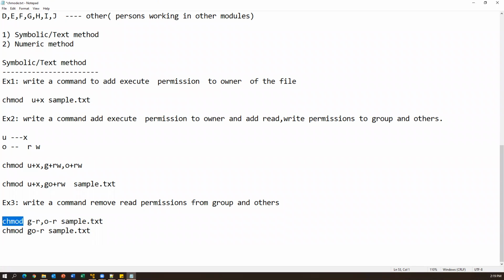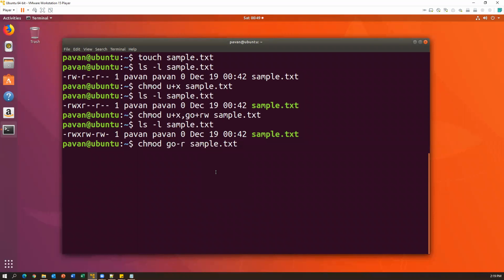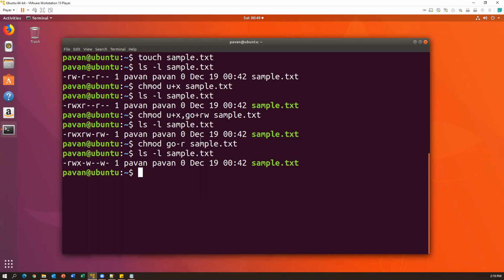So we can write the same command in two different ways. The first way is chmod, from the groups remove read permission, from others also remove read permission on this particular file. And this also represents the same thing: from the group and others, remove read permission. Let's execute this command and see the permissions now. What we have done is remove read permission from groups and others. And groups and others means not the first three, but the second three and the third three.